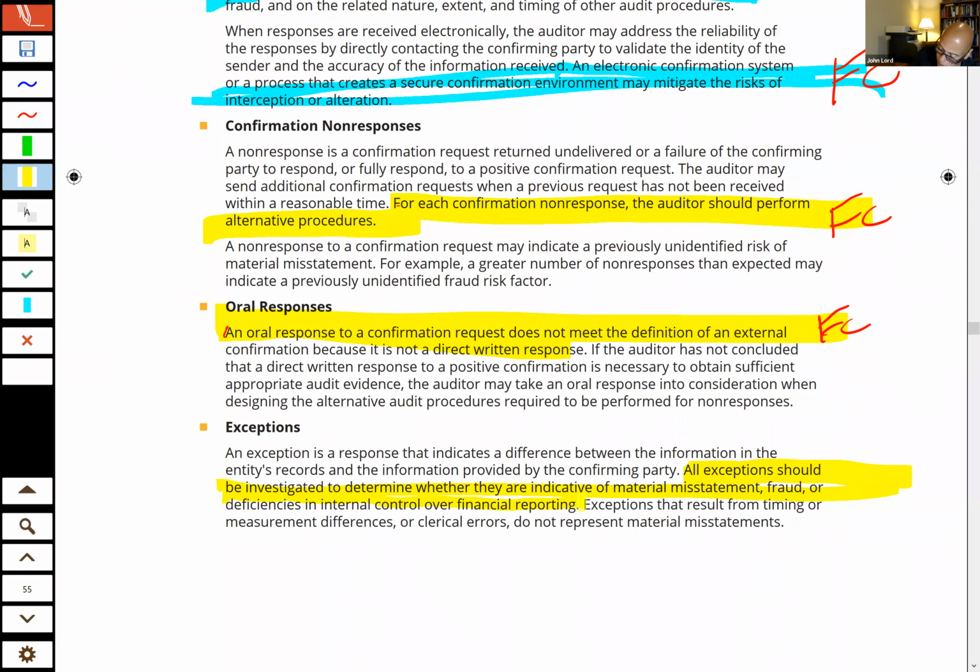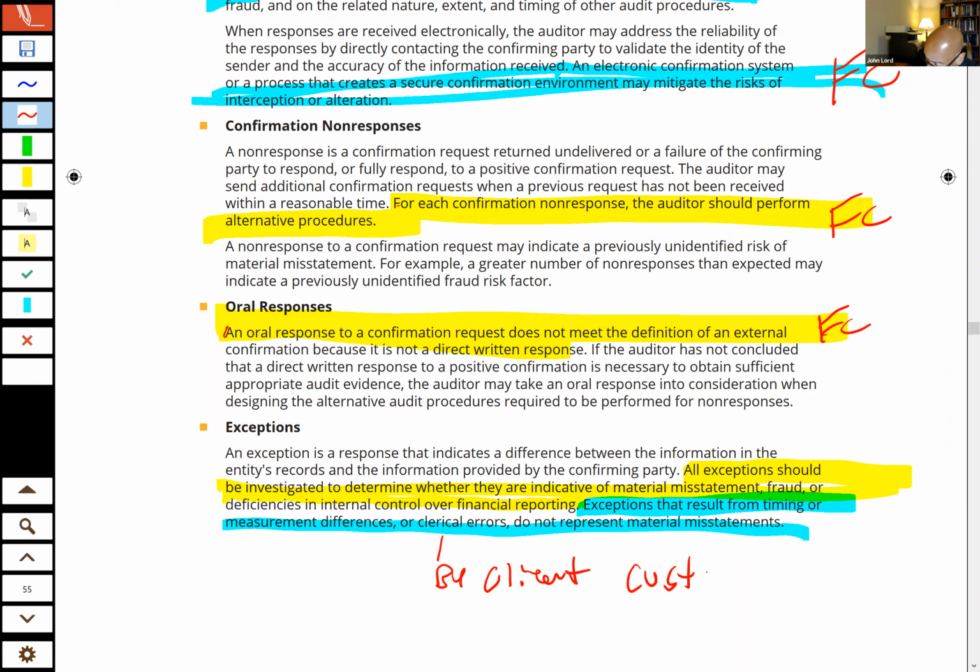Okay, and exceptions resulting from timing or measurement differences are not considered a problem. So, you know, they're thinking that you meant as of a certain date and they look in their system and it doesn't match because of a timing difference. That's okay. They say clerical errors, and that's a little annoying. Clerical errors by who? By the client's customer, not by the client. Okay, if the client made a clerical error, that's a problem. So we mean by the client's customer, not by the client. Okay. All right. Good.